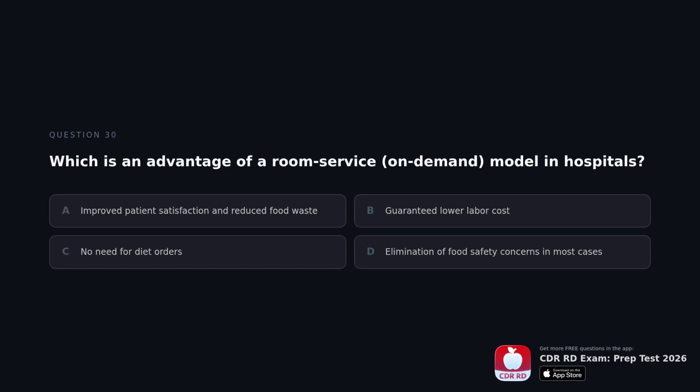A. Improved patient satisfaction and reduced food waste. B. Guaranteed lower labor cost. C. No need for diet orders. D. Elimination of food safety concerns in most cases.